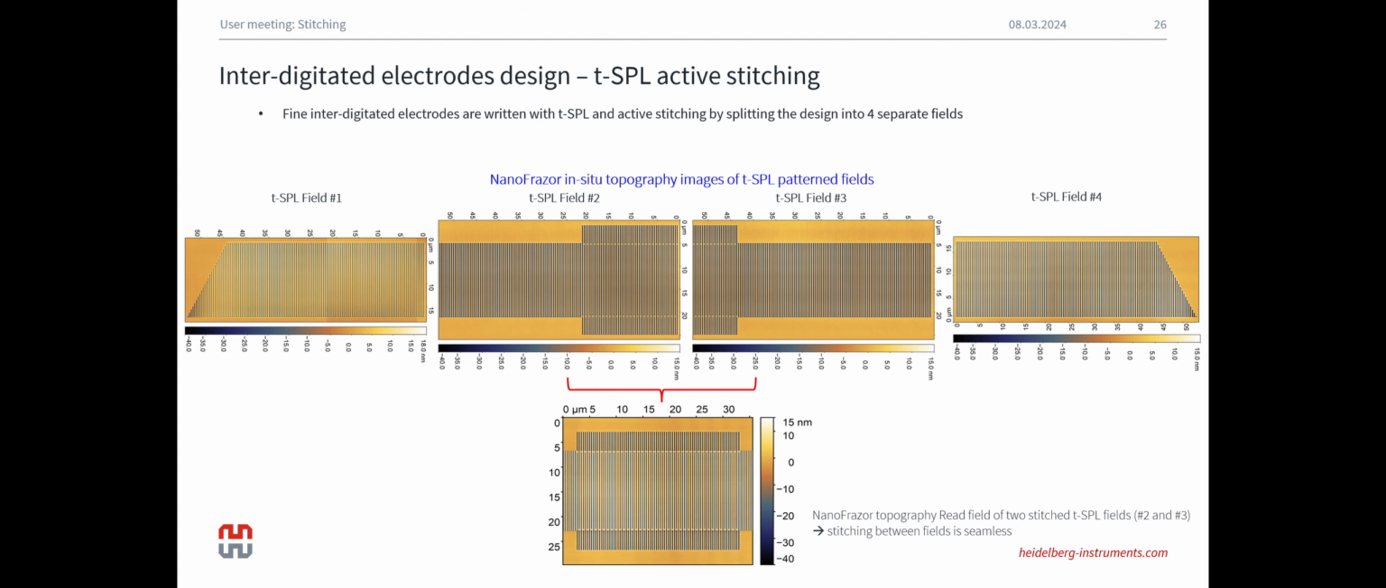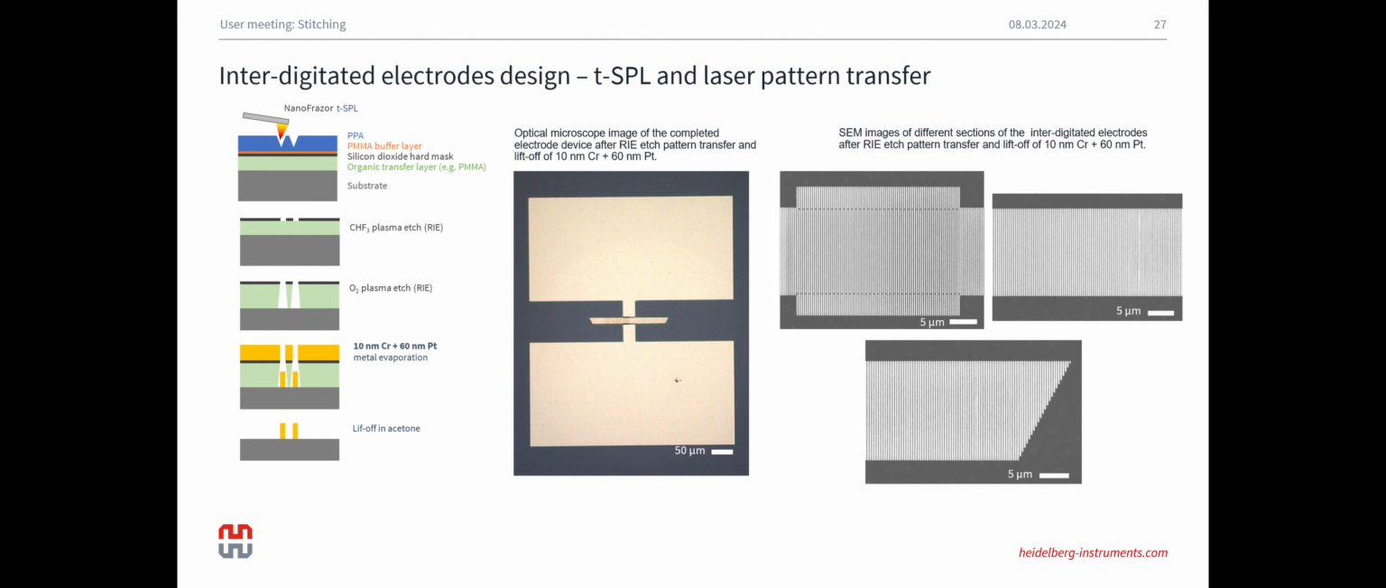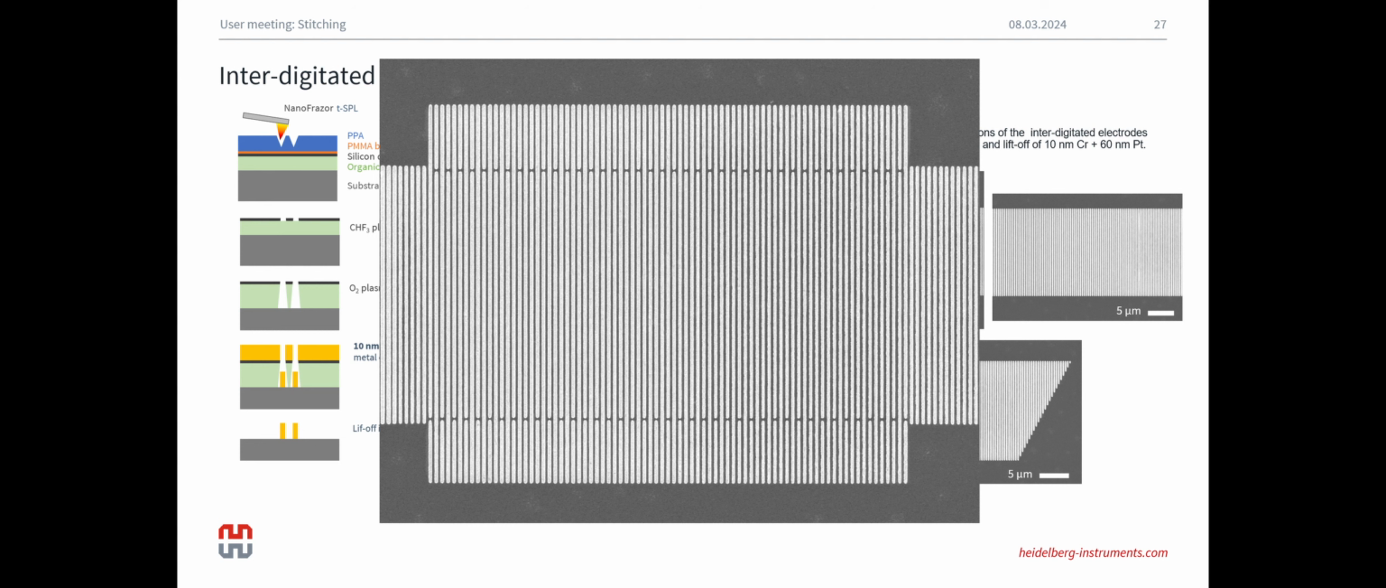Another nice design, some more recent electrodes, where we needed this constant pitch. So we had to split the fields up into 4 single fields and stitch them together. And after developing, we saw with the SEM that it really stitched nicely together, so you do not see where one field ended and the next field starts.